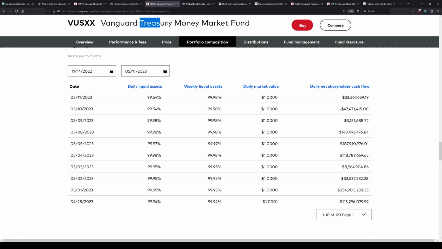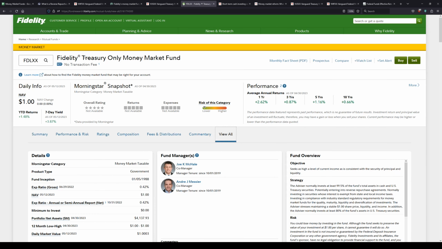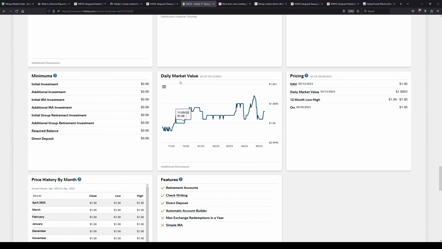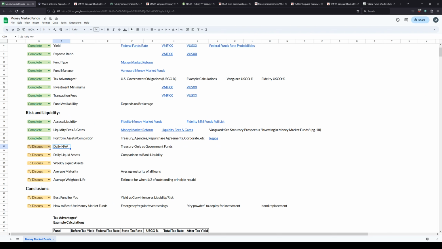And as you can see for the Vanguard Treasury Money Market Fund, their NAV has been roughly $1 for the last week or so. And then this is Fidelity's Treasury only money market fund. In this case, instead of a table, we have a little bit of a graph for the daily market value. So you notice that back in October of 2022, when there was a period of market volatility, we saw that the NAV did actually go below $1 by a few hundredths of a penny. However, since then, it has been at or above that $1 net asset value. So those are all fine and pass the test.